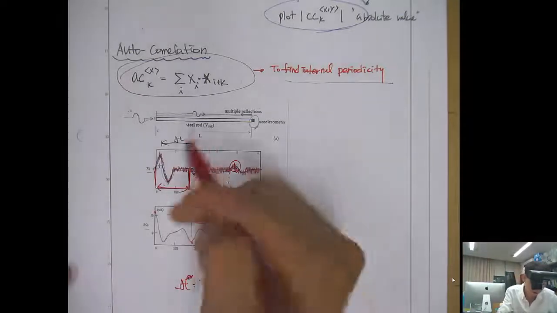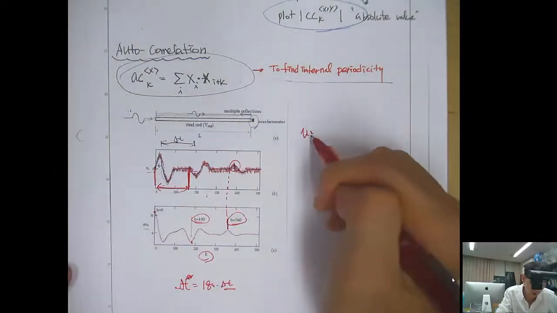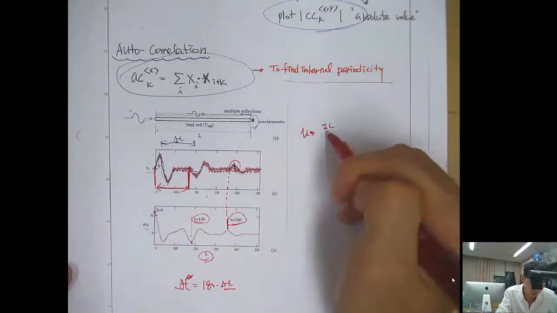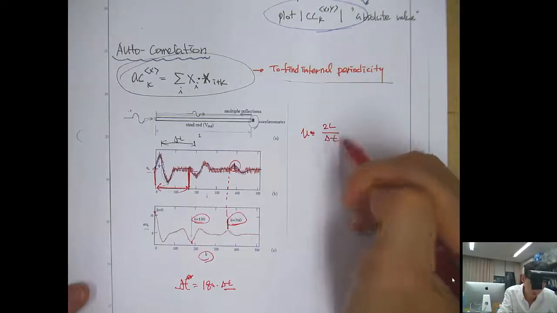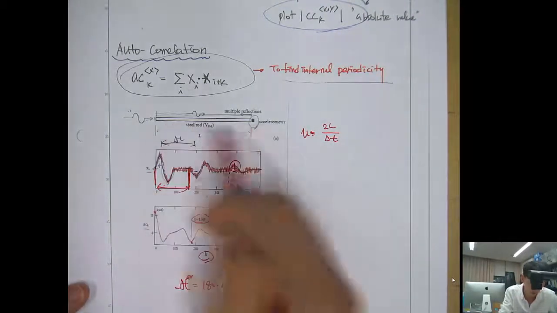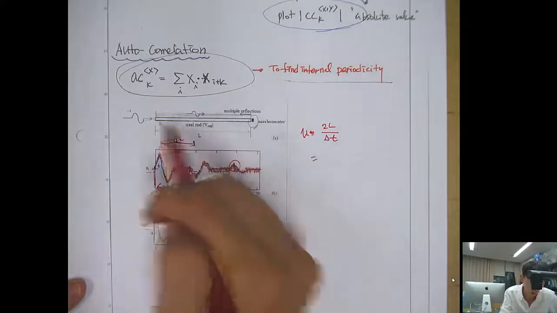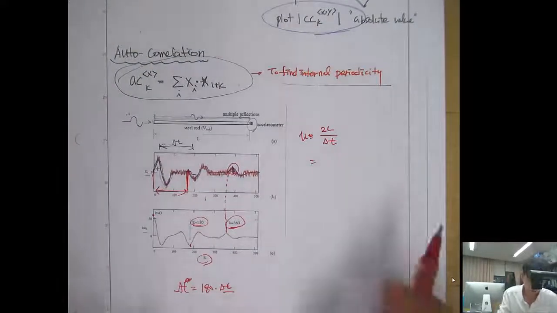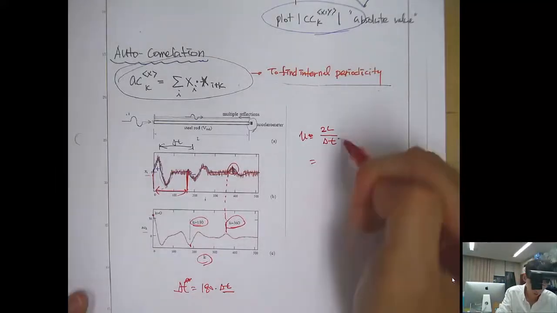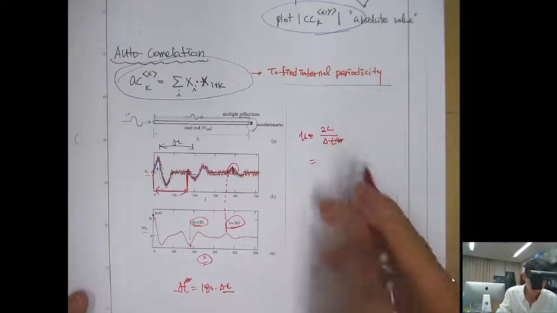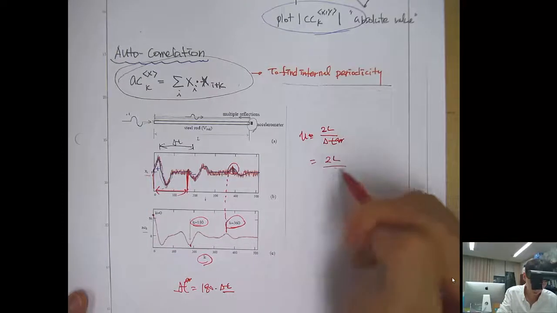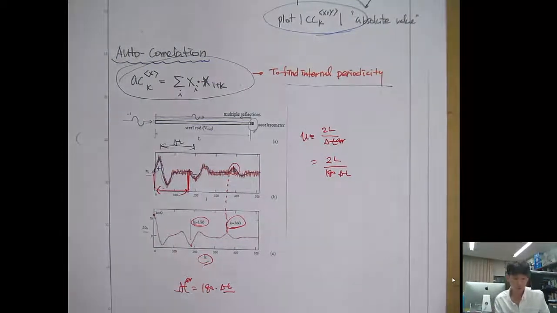So you can say that the velocity is 2L over delta T, because it has to travel one trip and another trip back. So 2L over the arrival time, so 2L over 180 times delta T. It will give you the velocity.